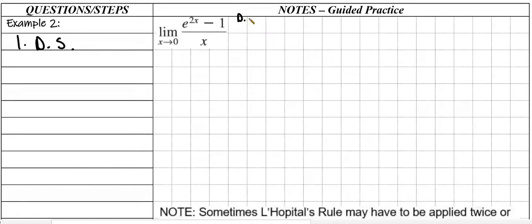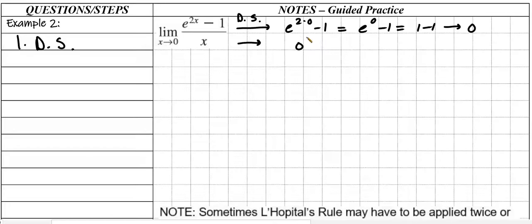So applying direct substitution, I get e to the 2 times 0 minus 1, which is equal to e to the 0 minus 1, which is 1 minus 1, and that becomes 0. Now in the denominator, I get simply just 0. So I get 0 over 0, and that is indeterminate.